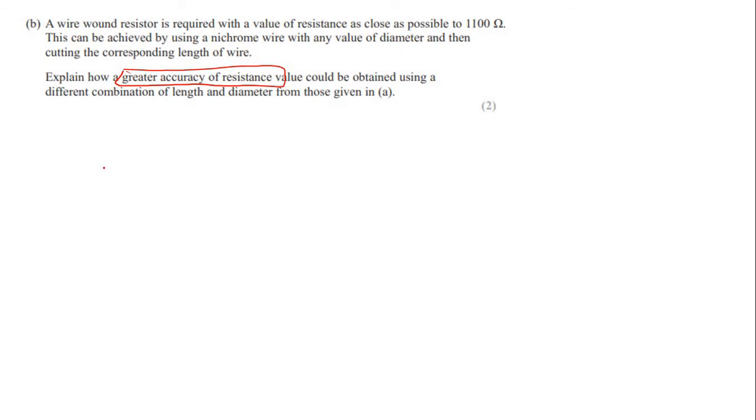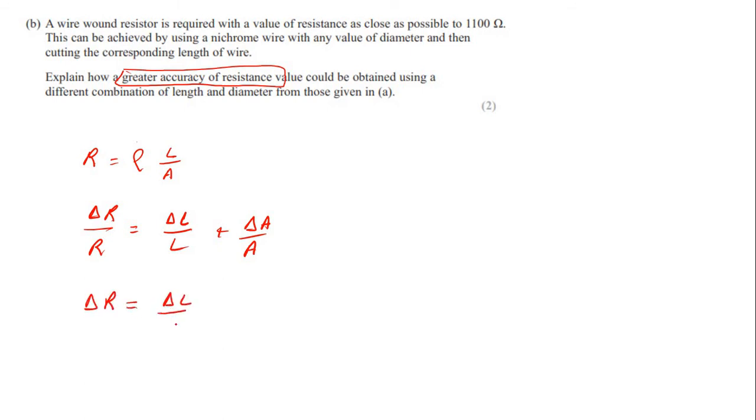So if you see the formula of resistance, R is equal to resistivity times length upon area, and clearly you need greater accuracy. So let's see in terms of fractional uncertainty. Fractional uncertainty in the resistance, delta R upon R, is equal to, this is constant, we don't consider this in uncertainty, so delta L upon L plus delta A upon A. This is just explanation I'm giving you, you don't need to give every reference. So delta R, which is uncertainty, will be delta L upon L plus delta A upon A, into R.